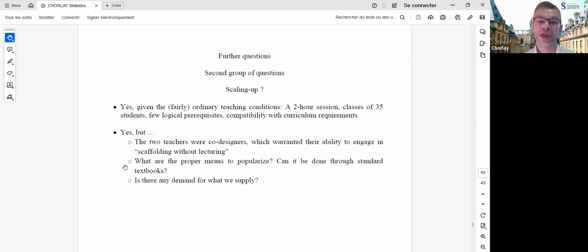But the 2 teachers who implemented the sessions were designers of the session, which warranted their ability to work for 2 hours and not cross the threshold between scaffolding and lecturing. So they knew everything by heart, and they did it by the book. And it's a very complex 2-hour session.